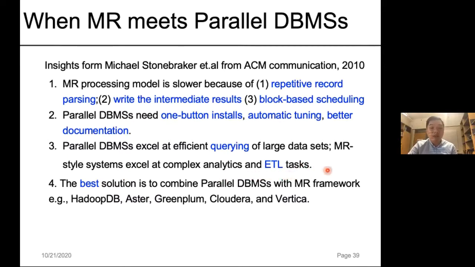So this means these two types of system are actually targeted at different applications. So the best solution is to combine the parallel DBMS with the MR framework, and the representatives are HadoopDB, Aster, Greenplum, Cloudera, and Vertica.